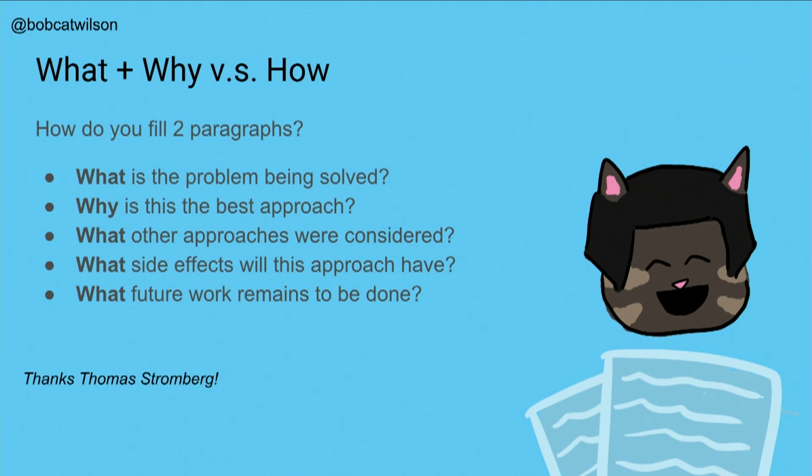Why did this commit have to be happening in the first place? Why is this the best approach to solve it? It's really rare that there's only one way to solve a problem, so why did we choose this one? And what other ones did we decide not to go with? Are there any side effects for this commit? And what future work remains after this?